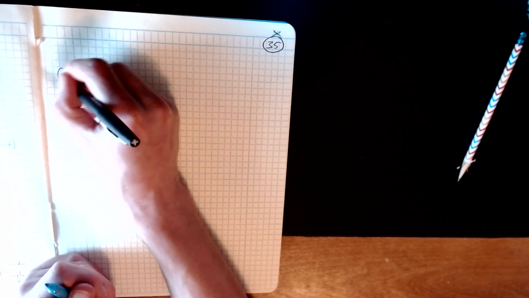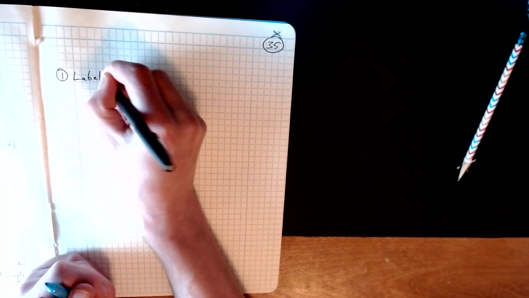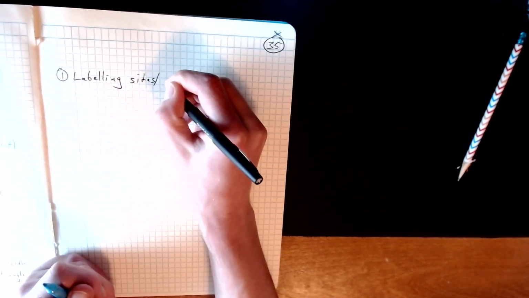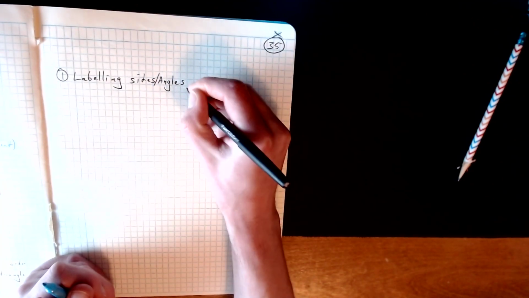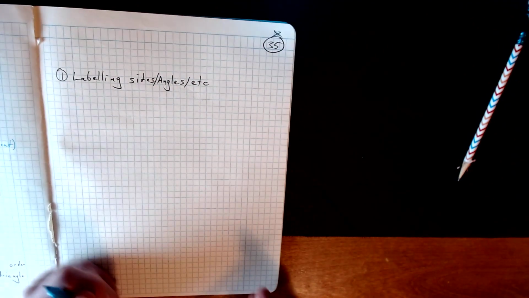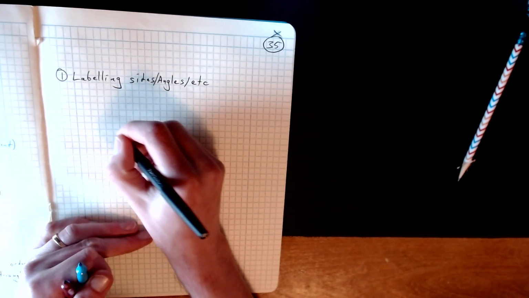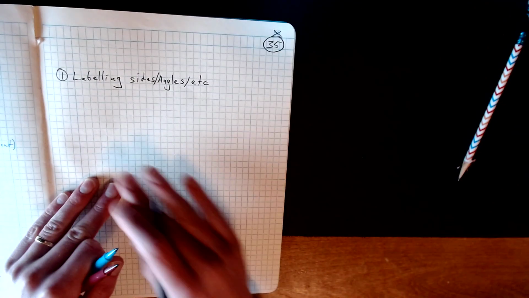Anyways, so the first section is just going to be labeling sides, angles, and we'll also talk about congruence, parallel lines, things like that. But anyways, I'm going to start with just a basic parallelogram. We'll use that to reference some stuff. So go ahead and draw a very basic parallelogram.